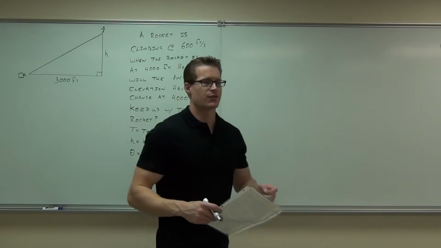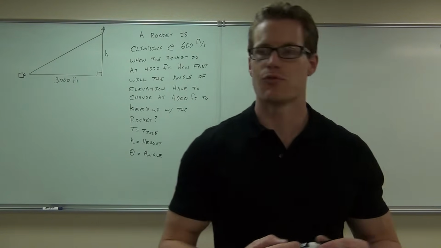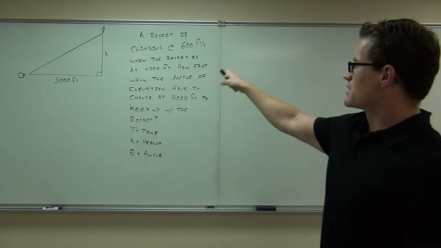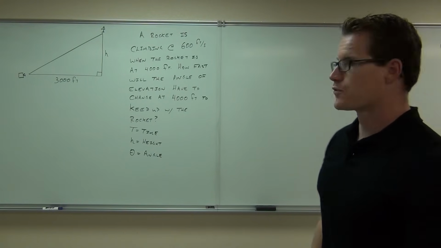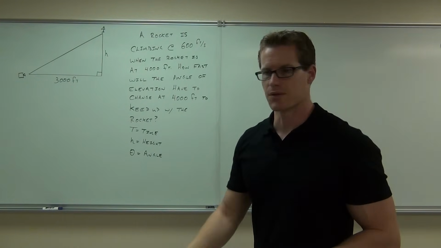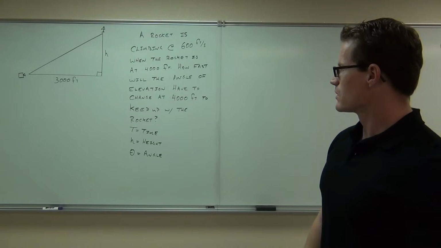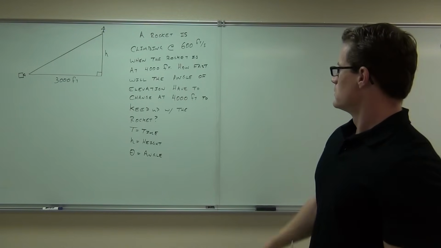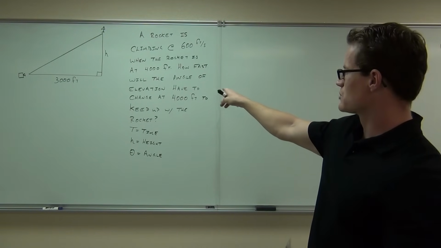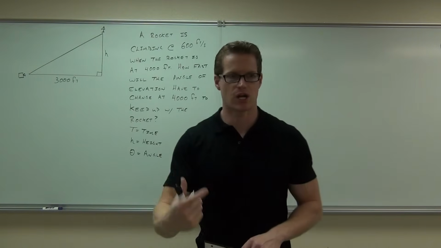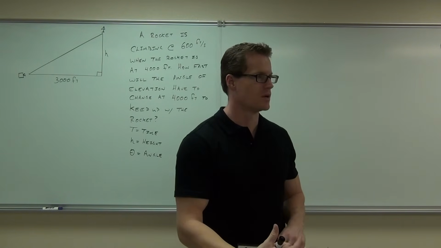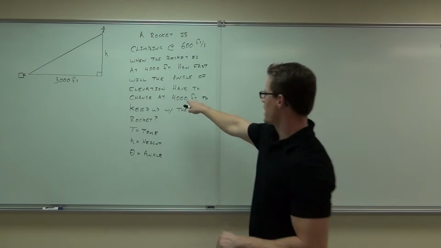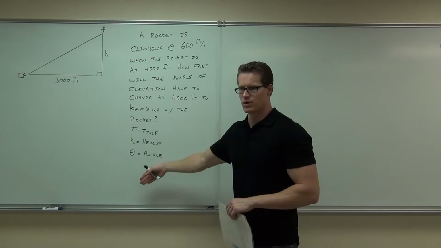Let's see if we've related everything in our problem. Here's where you read through your problem carefully. If we've missed anything, if we left anything out, then we haven't assigned enough letters. A rocket's climbing at 600 feet per second when the rocket is at 4,000 feet. That's a height. We have something for height. How fast is the angle of elevation, that's our angle, so we needed to have that. How fast will the angle of elevation have to change? That's a rate of change. So we need something to do with time. So we have our time up there, we have our angle up there, we have our height up there. So we have all the letters that we're going to need right here.